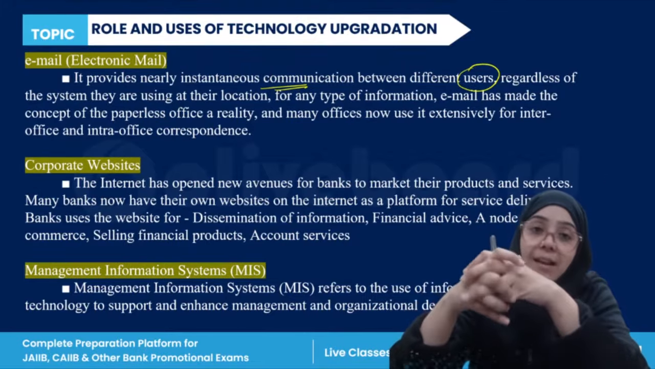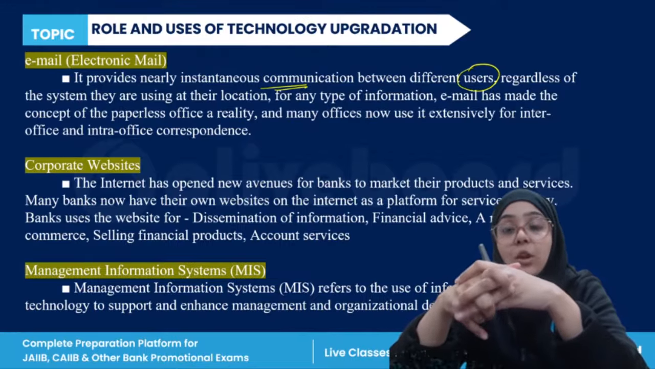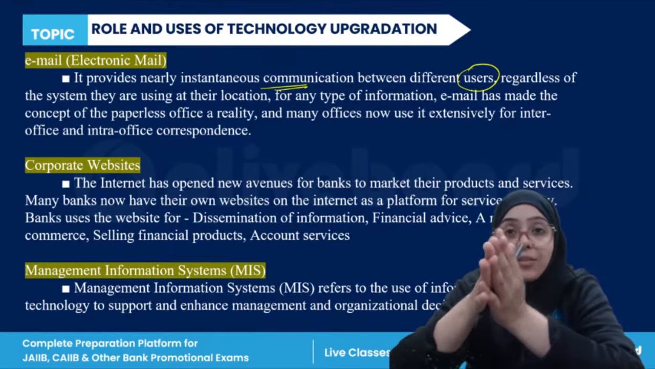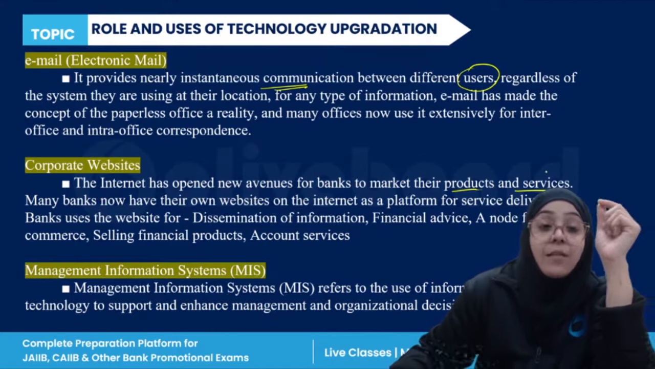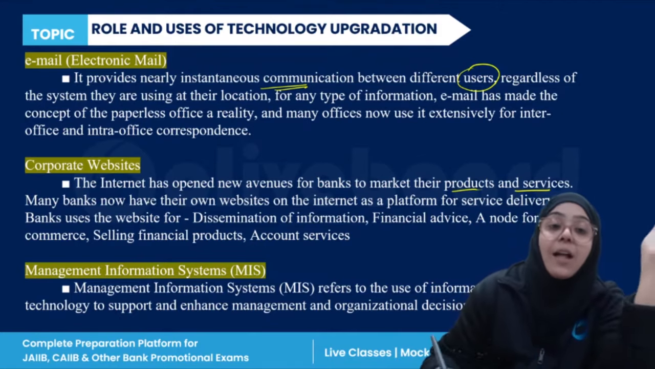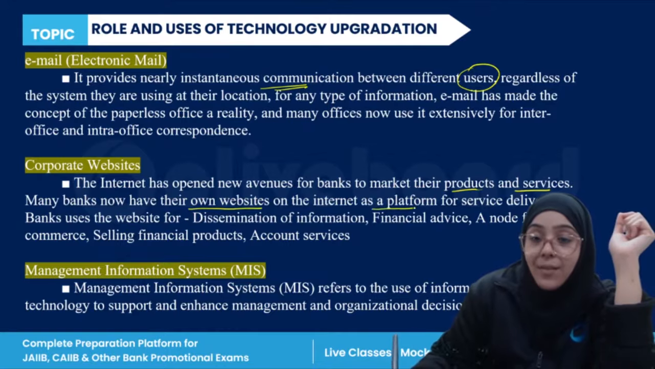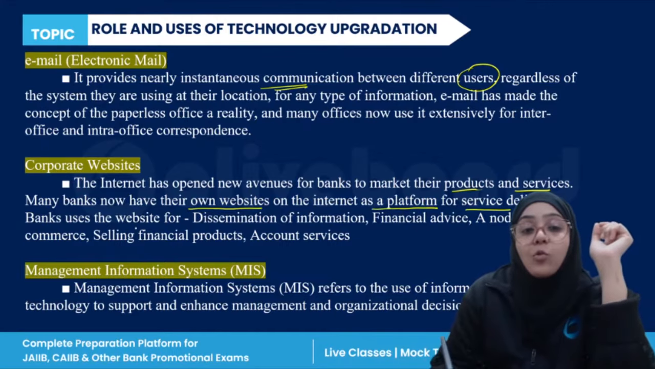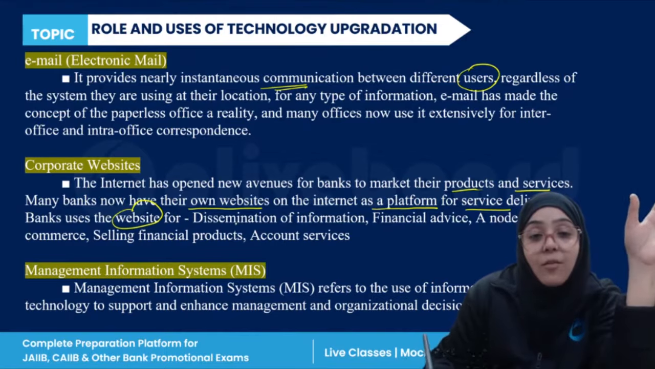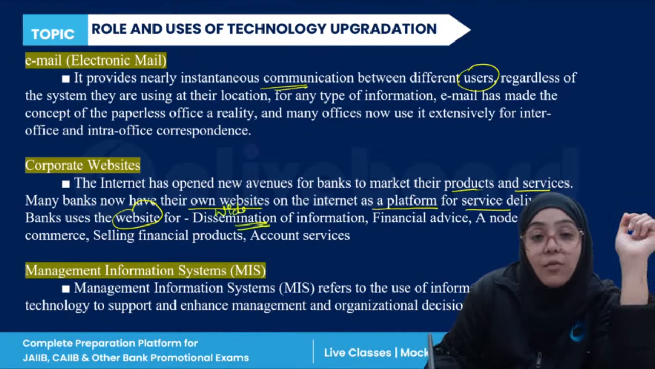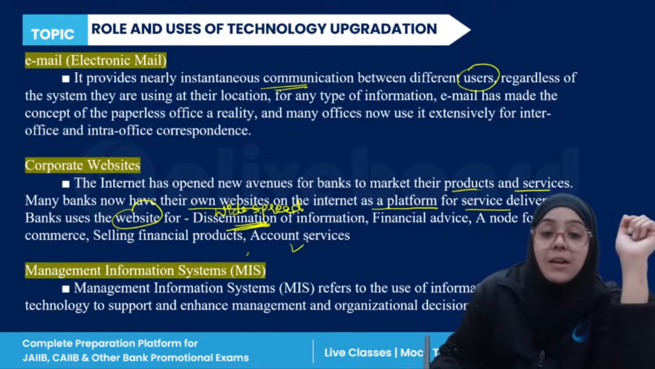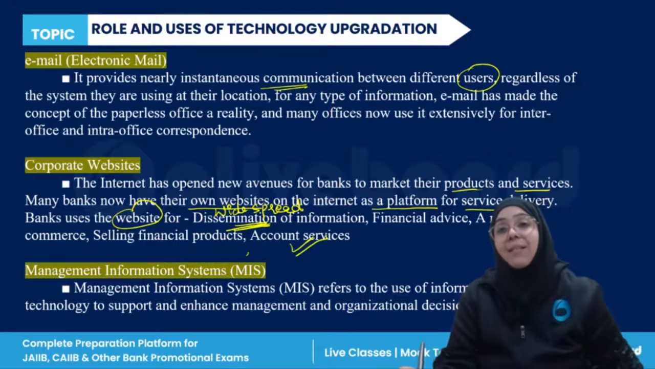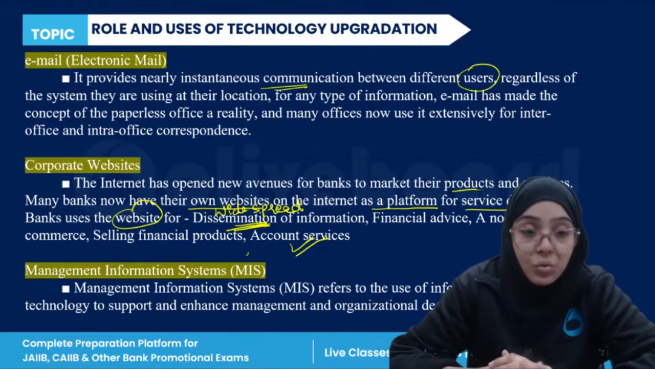So there are corporate websites also. These websites are actually new avenues for banks to market their own products. So if there is a website for the bank to market their own products and services, these are the corporate websites. Many banks have their own websites on the internet as a platform for service delivery. Banks use these websites for what? Dissemination of information. What is dissemination? It is actually the widespread distribution of the information, right? So for dissemination of information, financial advice, a note for commerce, selling financial products and account services, for all these purposes the corporate websites are used, right?